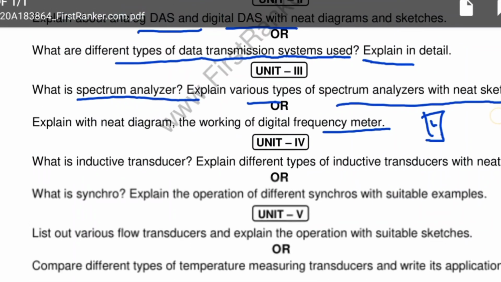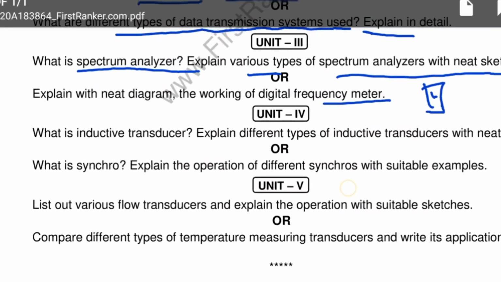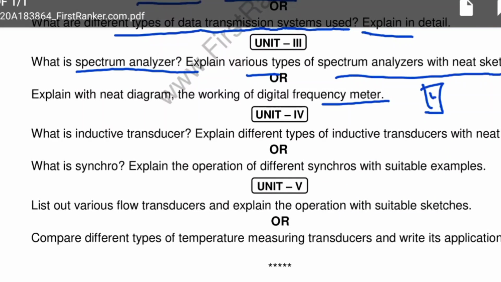Coming to unit 4, transducers, and unit 5, measurement of non-electrical quantities. It is also transducers. Unit 4 and 5 both are the same, that is transducers. What is an inductive transducer? Explain different types of inductive transducers with a neat sketch. LVDT is one of the inductive transducers. You can explain LVDT. Inductive transducers also include the rotary variable differential transformer, RVDT.